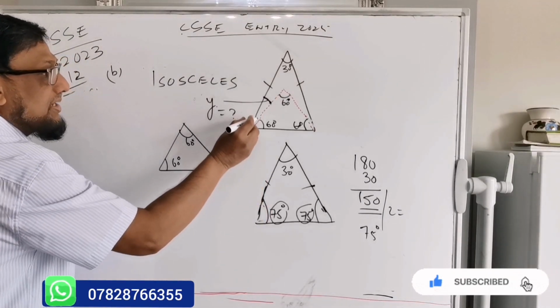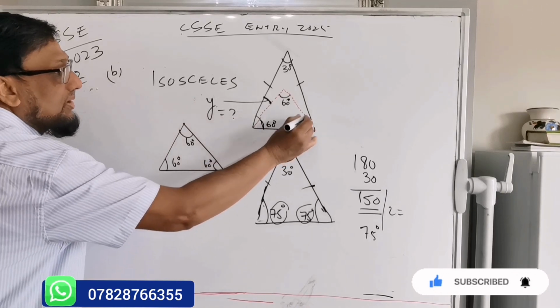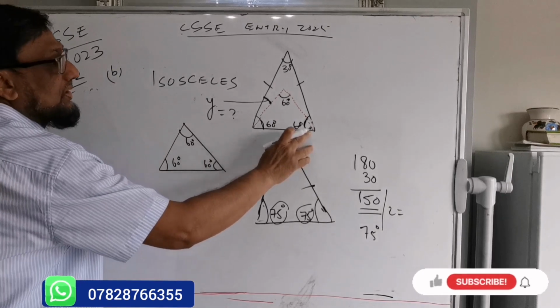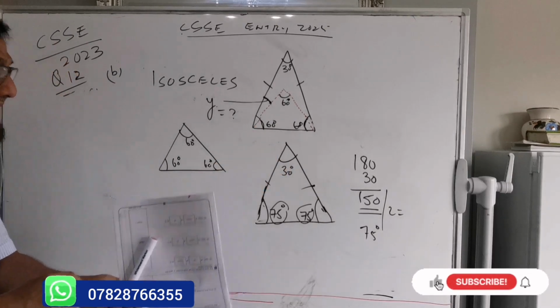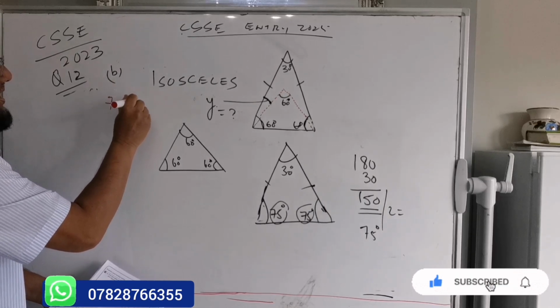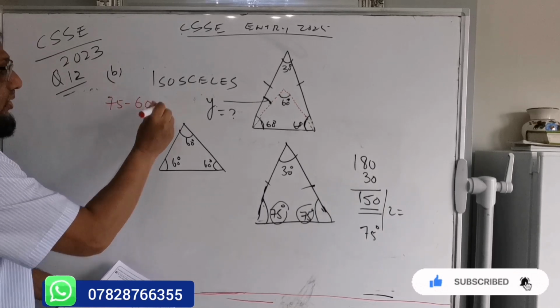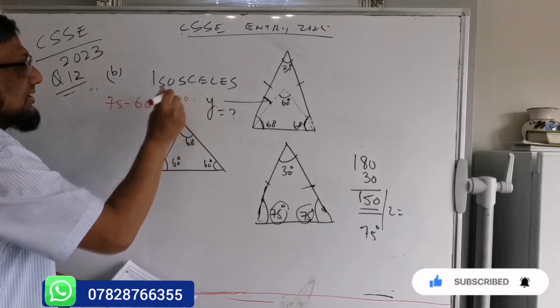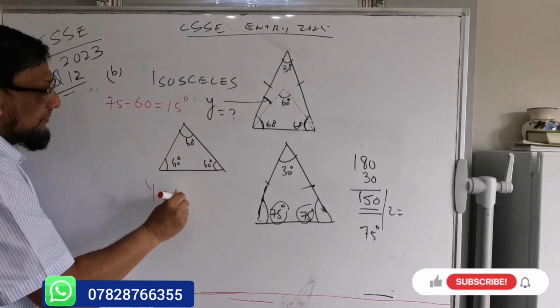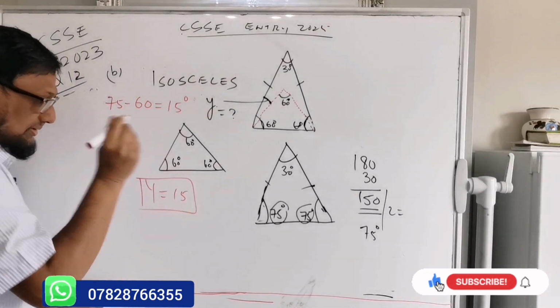From here to here, the total value is 75, and for the equilateral triangle we know it is 60 degrees. Very simple, very easy. So 75 take away 60 is equal to 15 degrees. So your answer is, the y value is 15.